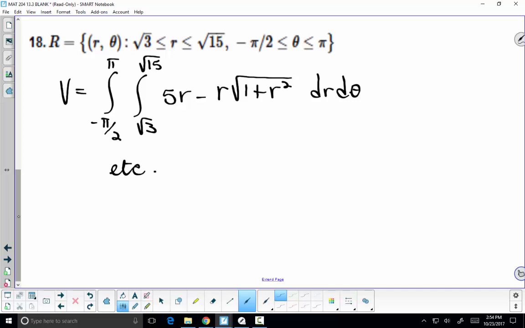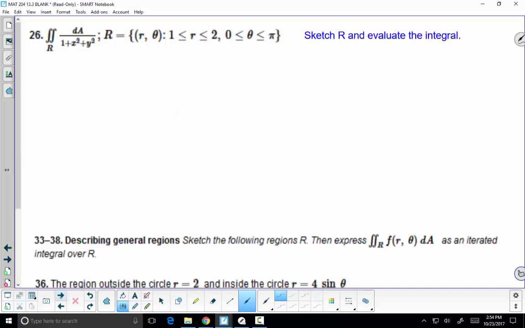And there, again, you can say there's no theta, so you could easily just multiply right away by, what's the length of this interval? 3 pi over 2. 3 pi over 2. Mm-hmm. 3 pi over 2s.